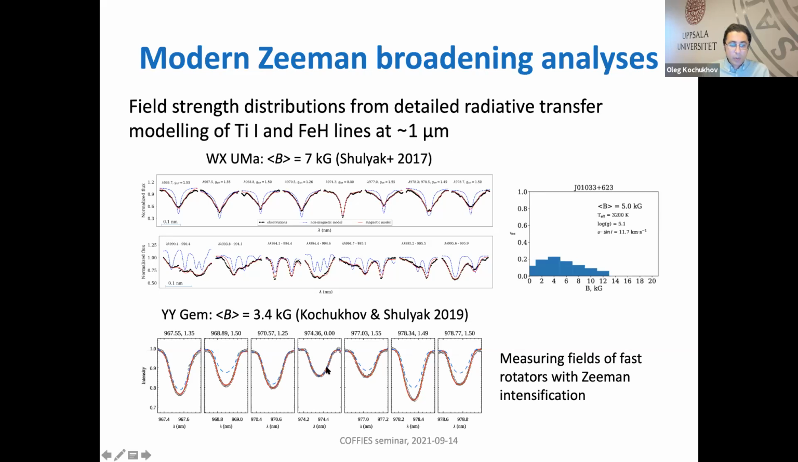So this is one example of the evidence of magnetic field in a fairly rapidly rotating, I think it's the primary component of this famous M-dwarf eclipsing binary YY Gem. So observations here are with symbols. And again, the dashed line without magnetic field and the solid red line shows this theoretical spectrum that matches observations, including this value of magnetic field, 3.4 kilogauss.